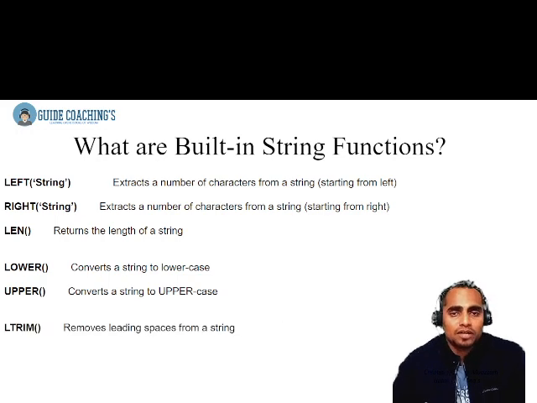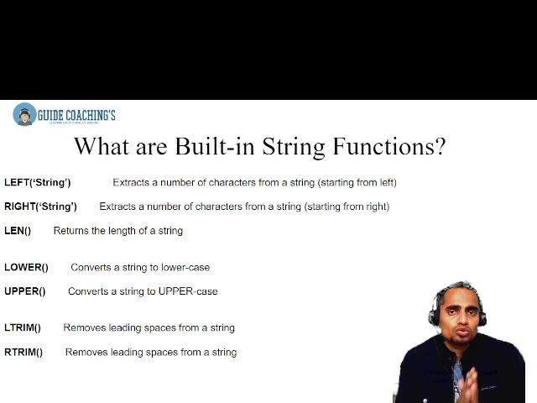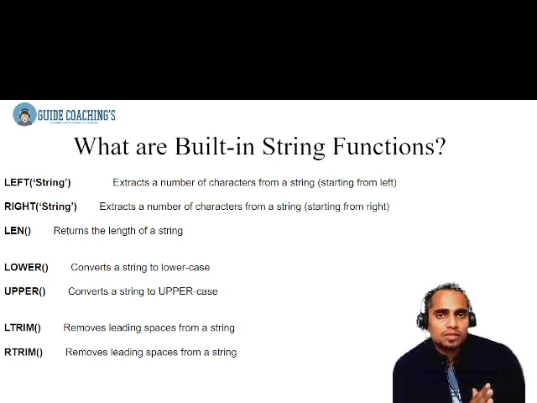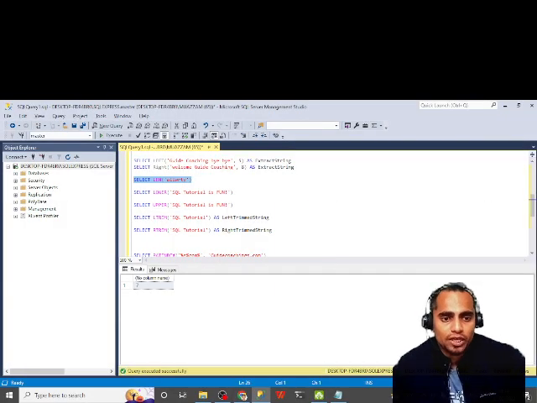Then we have LTRIM and RTRIM, so left trim and right trim. Whenever we have some space at the left, we will trim that using left trim, and whenever we have some spaces at the right side of the string, at that time we will use right trim. So we will go and check this.